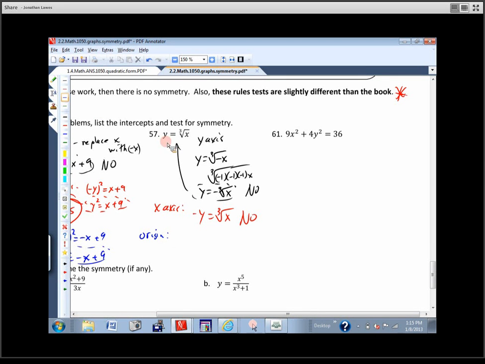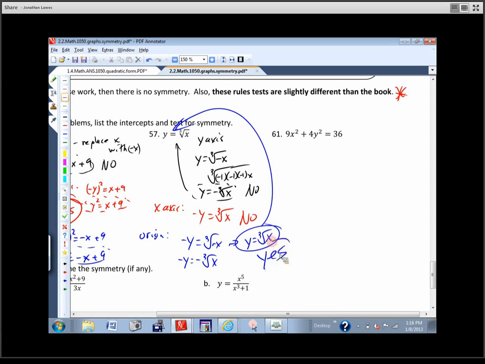Put a negative y in place of y. Put a negative x in place of x. Can I simplify this? Yes. This I can, because, let me write it like this. This would be negative y equals negative cube root of x. If there's a negative on both sides, what could I do? Cancel them out, or divide both sides by a negative, so I get y equals the cube root of x. So is that the same as the original one? That is a yes. So yes, symmetric with the origin. Okay? Any questions?